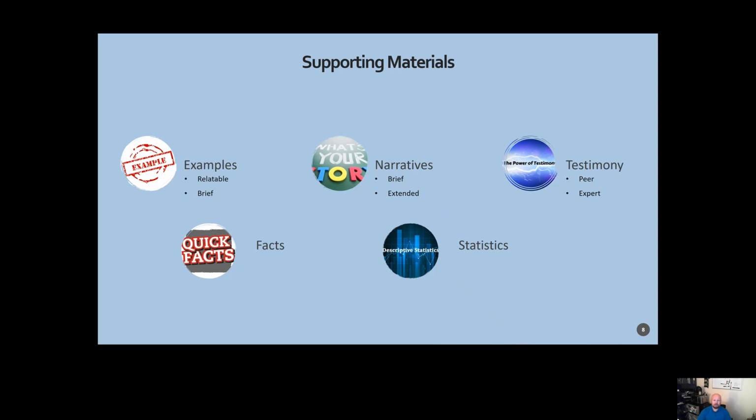When it comes to supporting materials, we have different types of supporting materials. The book goes into a lot of depth here. I just want to talk about some of these because testimony is really good at persuading your audience. Peer and expert testimony has that connection, and you never know which one's going to be the more persuasive, whether it's peer or experts. With stories, there's both brief and longer stories, and it really depends on how much time you have to speak, but also what are you getting out of the story. And then examples, you want to make sure that they're relatable, and they're usually pretty brief.